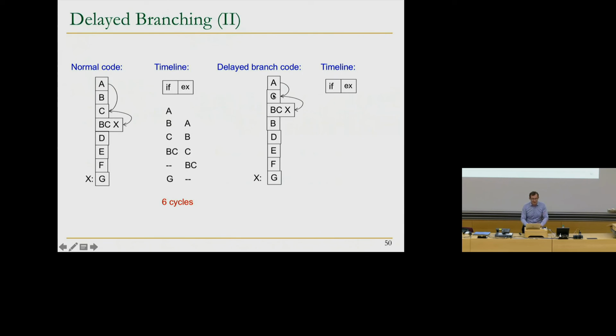So the idea of delayed branching is, in this case, to add one delay slot after the branch. And we're going to redefine the semantics of the branch to say that the instruction that comes right after the branch in code sequentially is always executed. The branch takes effect after one instruction. And now it's my job as the programmer or the compiler to figure out an instruction to fill the delay slot with.